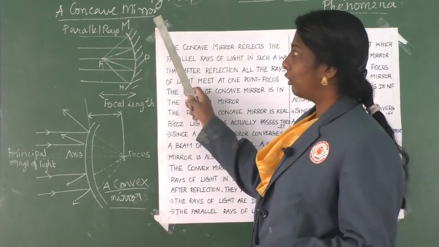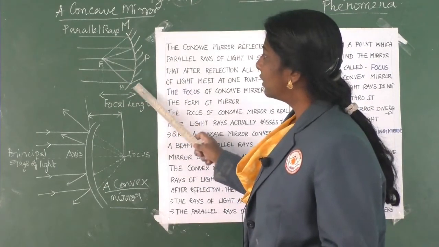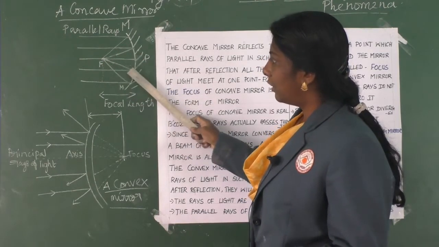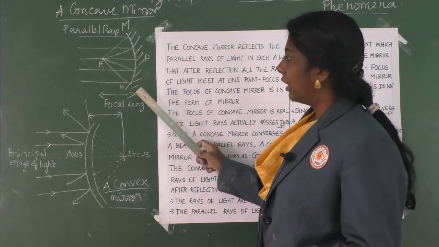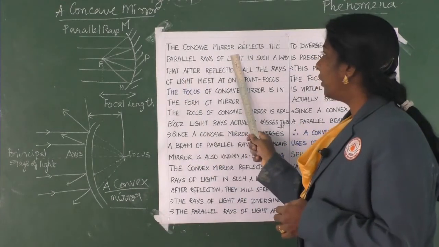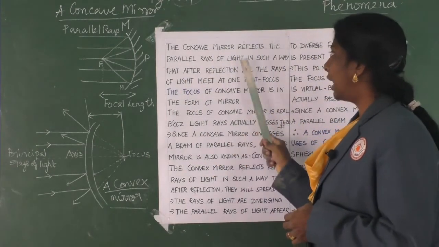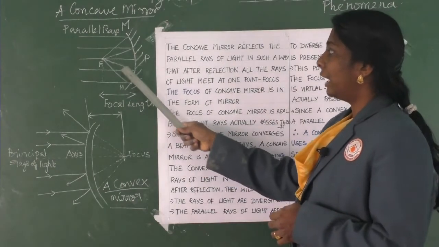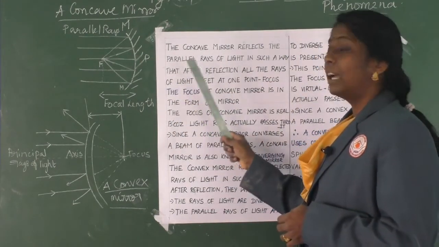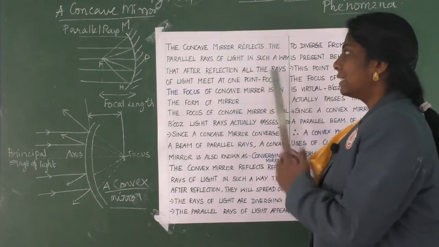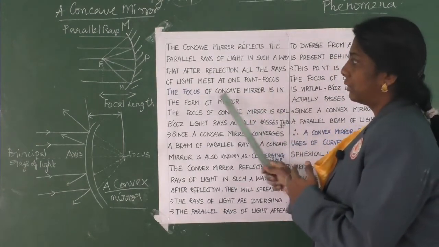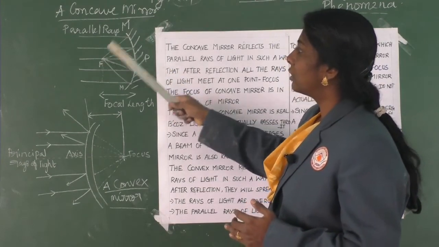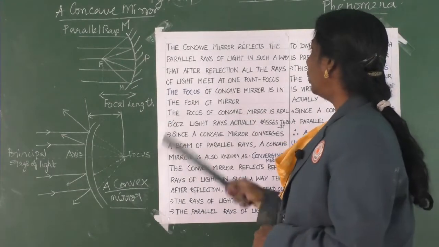Okay, so you can see the picture for concave mirror. Here some lines. This is the plane mirror, and here the focus, and here the rays of light are passing. Now let us learn about this. The concave mirror reflects the parallel rays of light in such a way that after reflection, all the rays of light meet at one point. So this is called focus. This F is called focus.